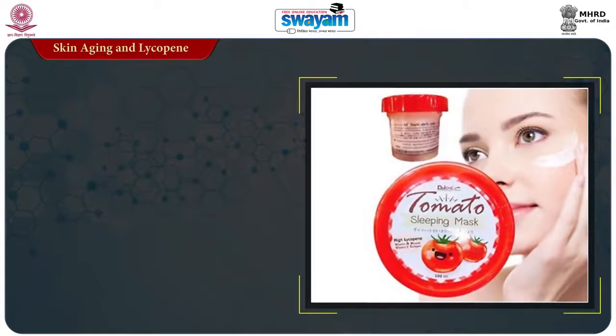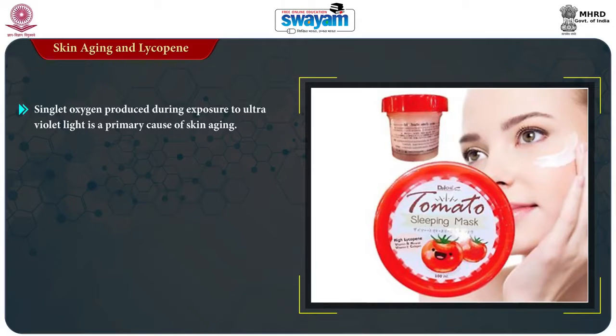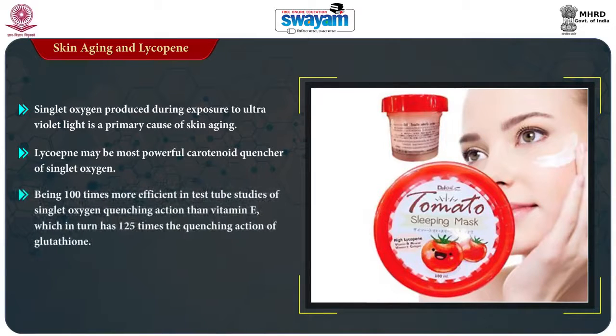Skin aging and lycopene. Singlet oxygen produced during exposure to ultraviolet light is a primary cause of skin aging. Lycopene may be the most powerful carotenoid quencher of singlet oxygen, being 100 times more efficient in test tube studies of singlet oxygen quenching action than vitamin E, which in turn has 125 times the quenching action of glutathione. Thus, lycopene can terminate autooxidation and prevent skin aging.